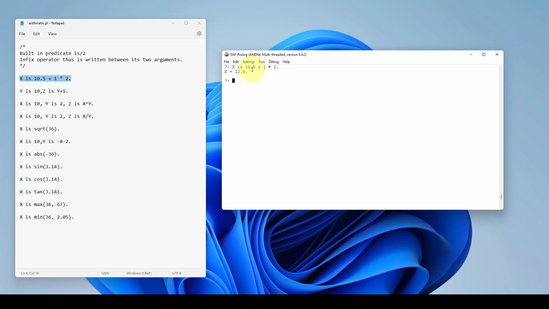So let's take a look and see how it computed that. In Prolog it uses operator precedence, so the multiplication comes before the addition. So it's gone 1 times 2, that is 2, then 2 plus 10.5 gives us 12.5. So it's returned that. Let's do the second one.